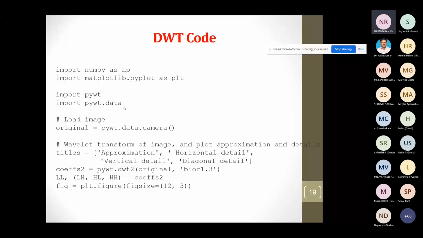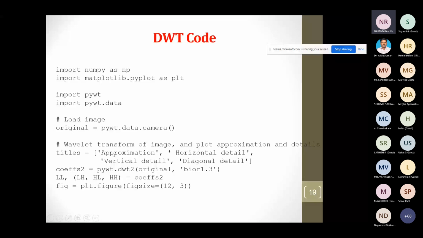One of the famous images in image processing is the cameraman. That data is available in the PyWT package itself, so I'm going to make use of that. So original is equal to, in the earlier example we read input from a file, but it is available in the package itself now. So I'm going to make use of that image by calling the camera function, which means the cameraman image will be loaded in the original variable. And I'm going to find the approximation, horizontal, vertical, and diagonal details.